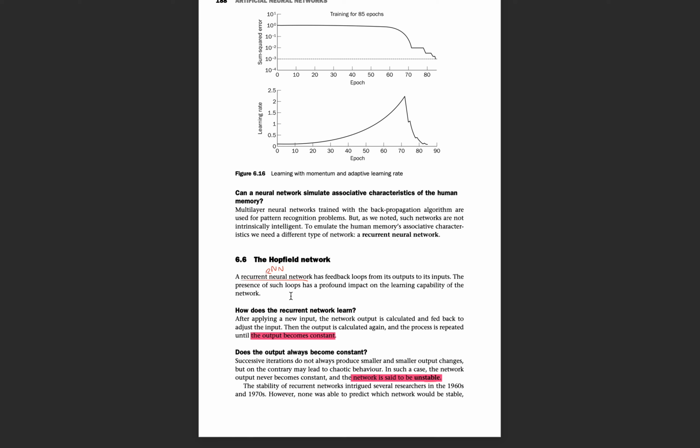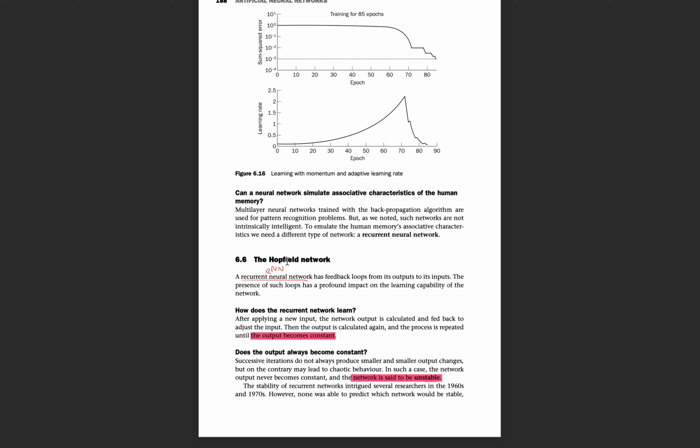Today we will learn about Hopfield Network. In the previous class, we learned about the backpropagation neural network, which is a multi-layer neural network, and we also learned about the single layer perceptron. Then why do we have multi-layer neural networks? It is because a single layer perceptron cannot learn the XOR operator.